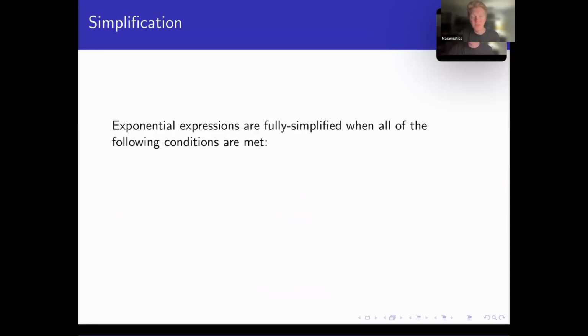So let's get right into it. Exponential expressions are fully simplified when all of the following conditions are met. Each base only appears once. So in some cases, we might have multiple x's, multiple y's, multiple z's, multiple 2's, multiple 5's, and so on. Our expression is fully simplified when every base only appears once. We don't want to have multiple x's if we can avoid it.